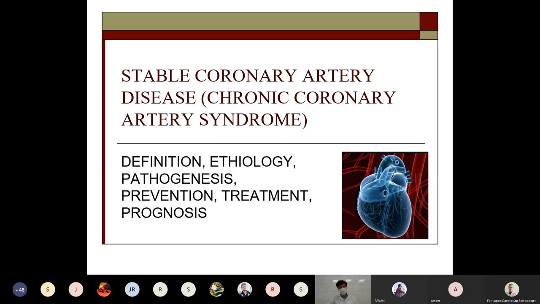Okay. Good morning, everyone. The current topic is devoted to a new definition of stable coronary artery disease that was recently announced a couple of years ago, the chronic coronary artery syndrome. The new definition of this disease is critically important to understanding whether the patients are candidates for adequate treatment by surgery, angioplasty, hybrid procedure, and medical treatment to improve the quality of life and the prolongation of lifespan.